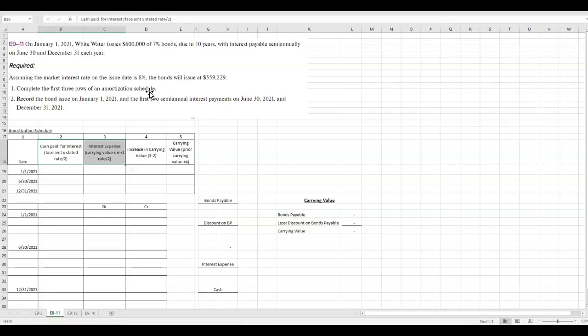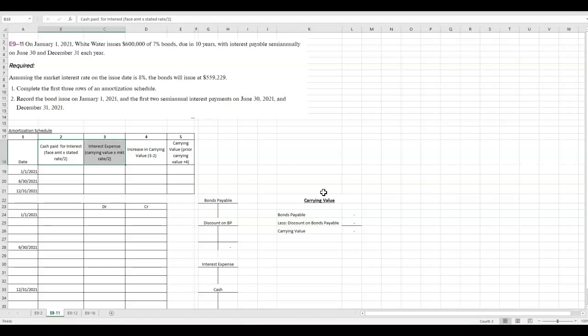And the market rate of interest drives all other rates of interest across the country. It drives mortgage interest, it drives loan interest, it drives bond interest. Bonds are quoted as a percentage of face value, typically in the bond news, if you're interested in that. Let's talk about how we record bonds in accounting.